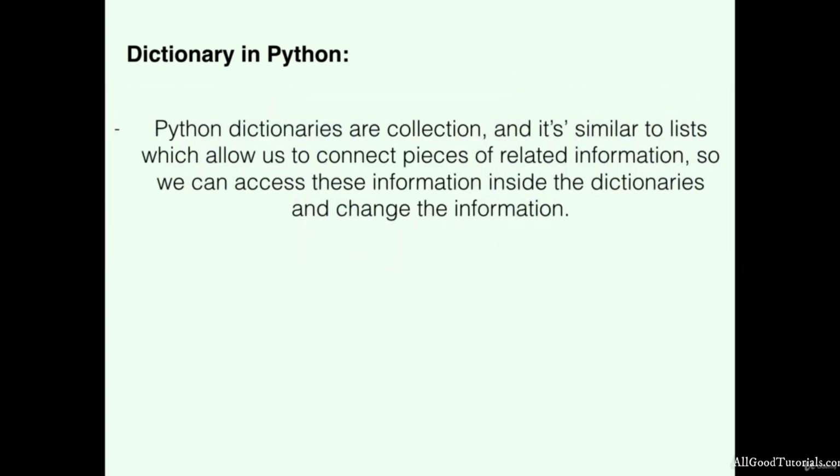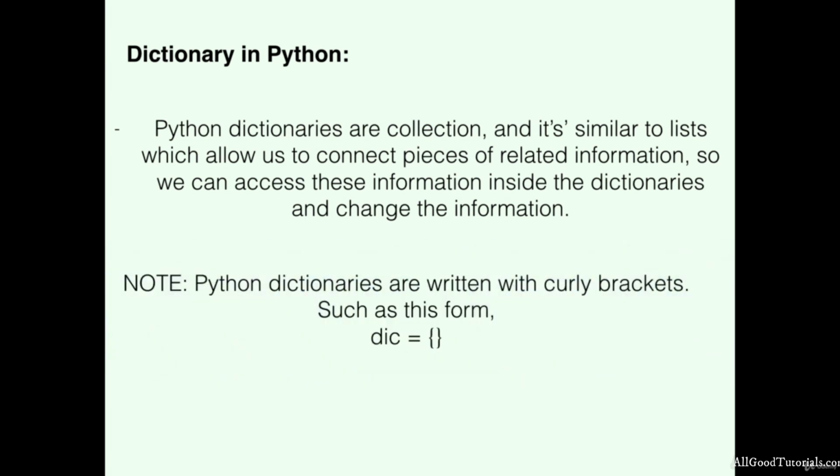Dictionary in Python. Python dictionaries are collections, similar to lists, which allow us to connect pieces of related information so we can access this information inside the dictionaries and change it. Note: Python dictionaries are written with curly brackets, in this form: dic equals curly brackets.